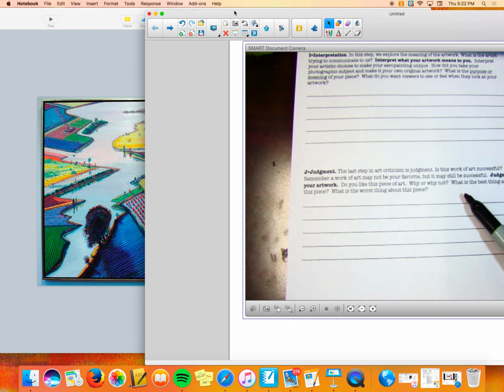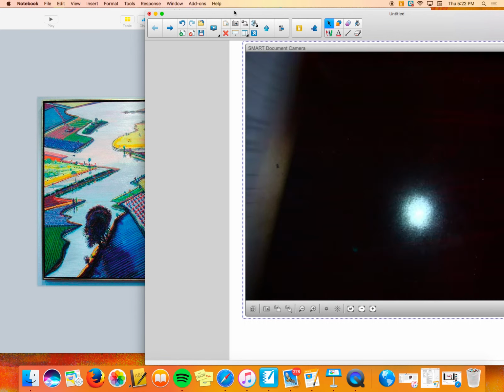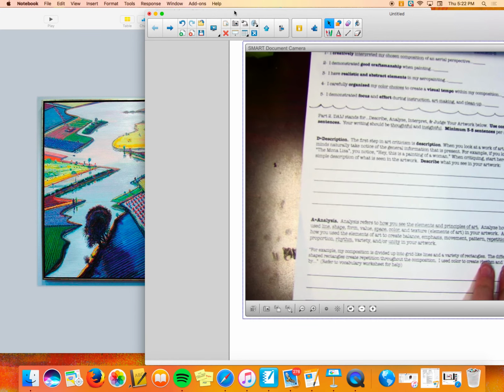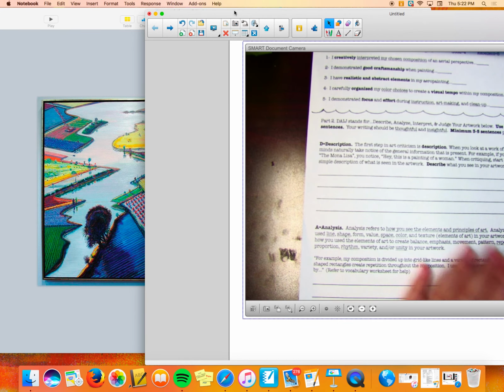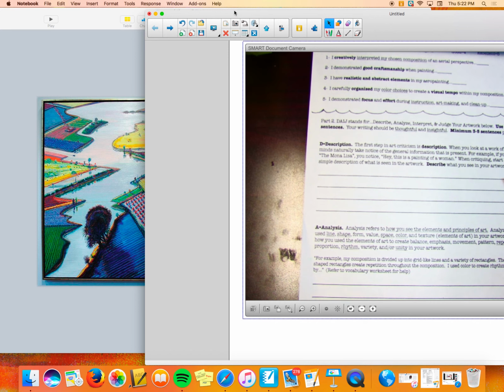And then you should also tell me what you think the best thing about your piece of work is and the worst thing about your work. What could you have done differently in order to make it better? Each of these sections, describe, analyze, interpret, and judge, should be at least 3 sentences minimum, but they should fulfill all the aspects of the questions.